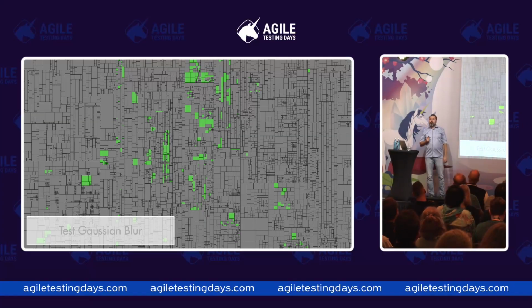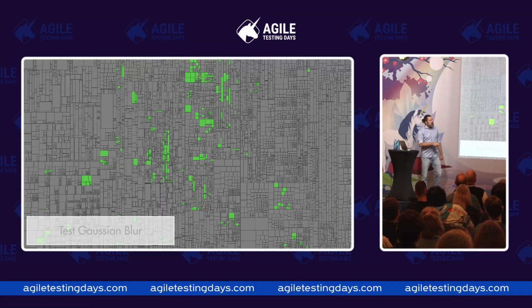And for this, I want to return to Pixelitor, the paint program we had at the very first. And now we look at one single test case. It's called test Gaussian blur. This Pixelitor has a lot of blurs, and if you look at the manual test cases of it, there's a test case for each of the blurs. And every method that's green here was executed during the test Gaussian blur test.